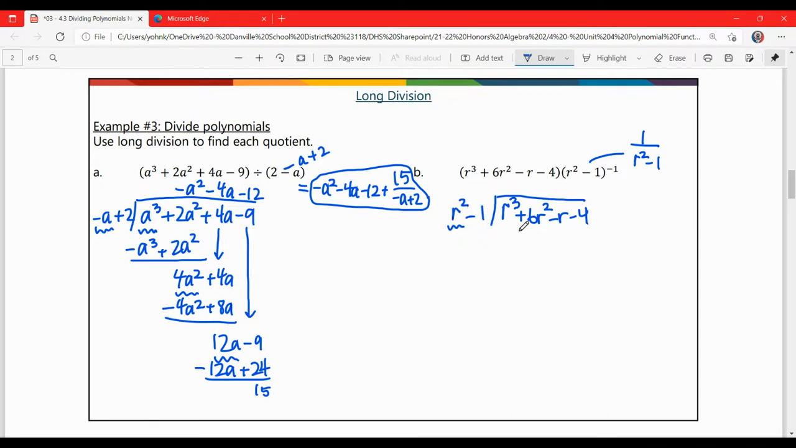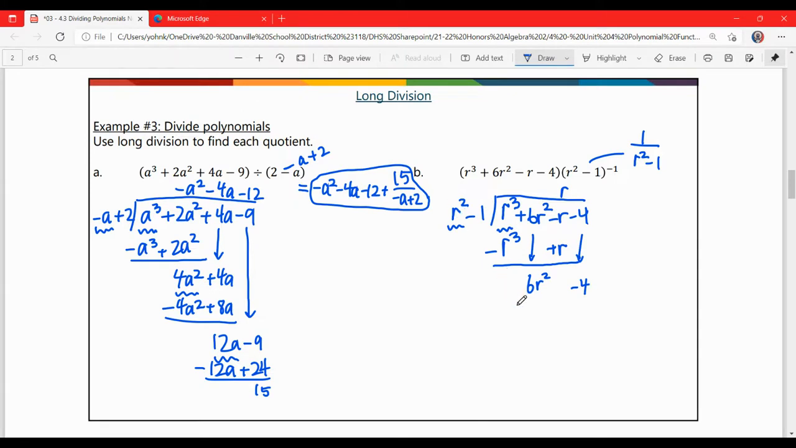So remember, I'm still looking at only the beginning things. I ask myself, r squared times what is r cubed? The answer is r. Notice I'm putting it above the other r. Then I distribute. R times r squared is r cubed. R times negative 1 is negative r. Look, I put it underneath the r. Draw your line, change your signs. I get 0r cubed. I got to bring down that 6r squared. I add to get 0r, and then I'm going to bring down the minus 4.